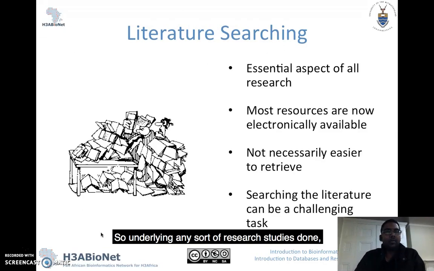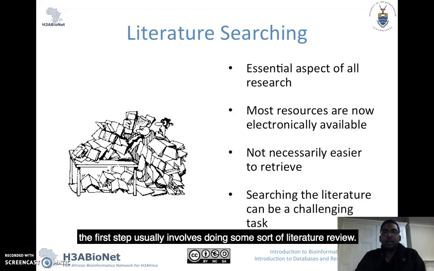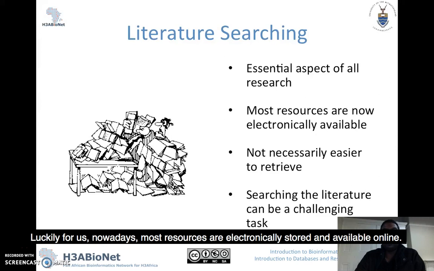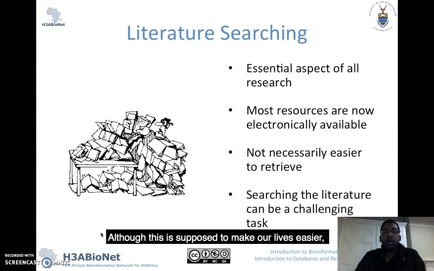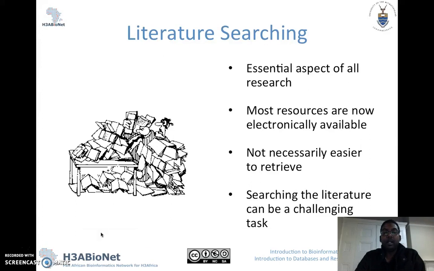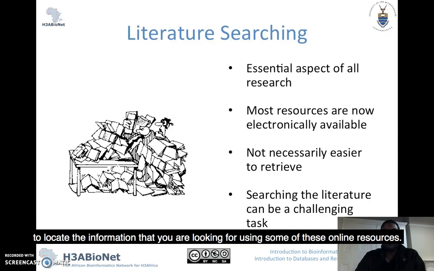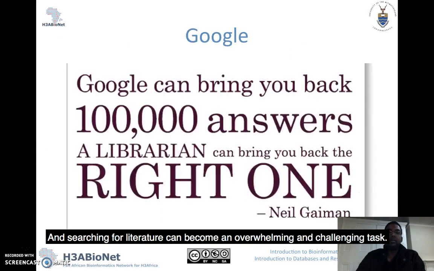So underlying any sort of research that is done, the first step usually involves doing some sort of literature review. Luckily for us, nowadays, most resources are electronically stored and available online. And there's no need to go into a library to search through books to find the information of relevance. Although this is supposed to make our lives easier, in some instances it can be quite a difficult and frustrating task to locate the information that you're looking for using some of these online resources. And searching for literature can become an overwhelming and challenging task.